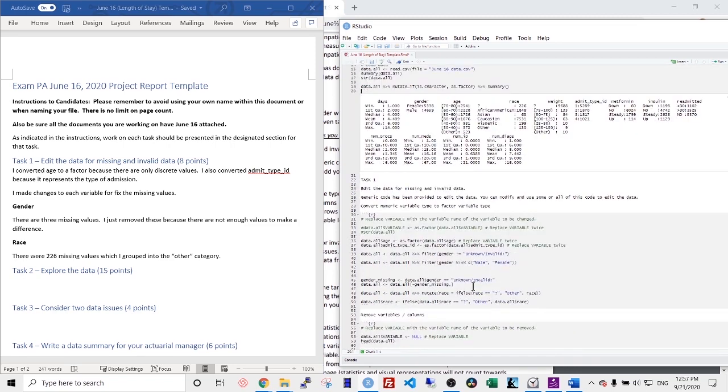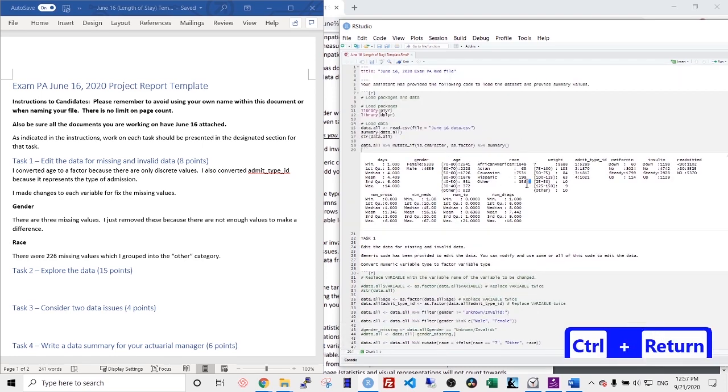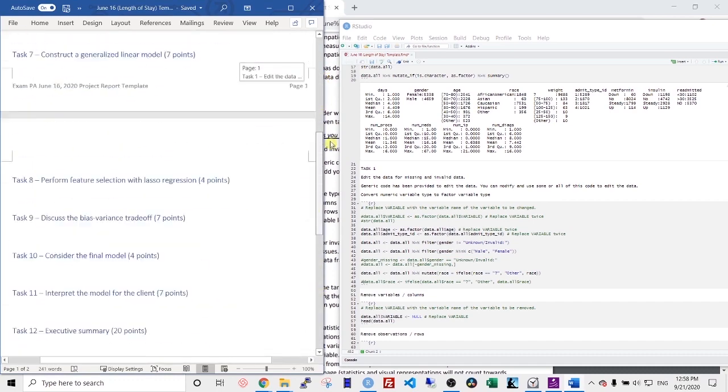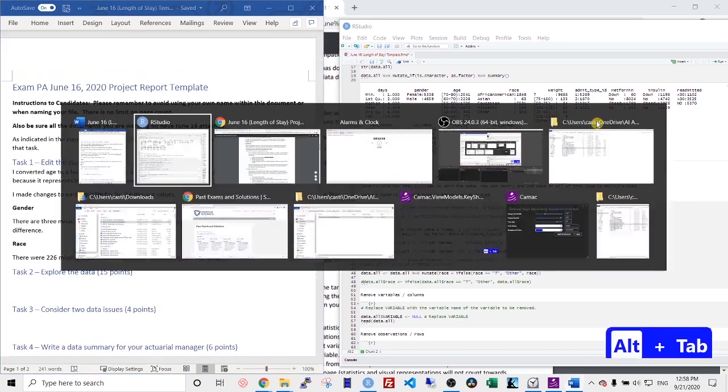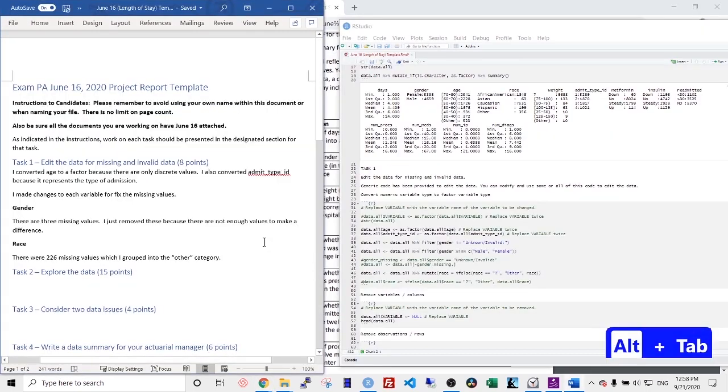I'll look at race. So I'm going to comment out these lines because I've already made this fix. I'm just including it for illustration. So now race is good. There are more values in this other category. And then I'll comment out this. And then moving on to admit type ID. I just want to make sure that these values make sense. 1 to 4. So it's emergency, urgent, elective, not available. Looks good.